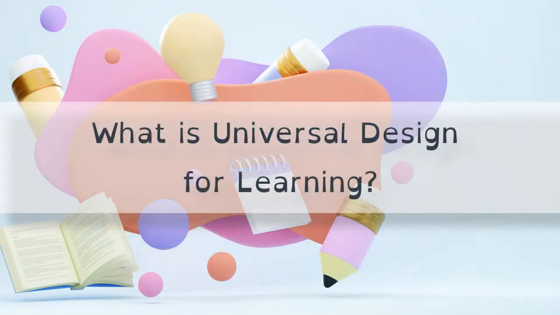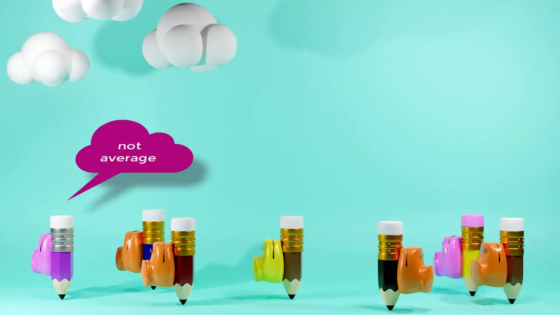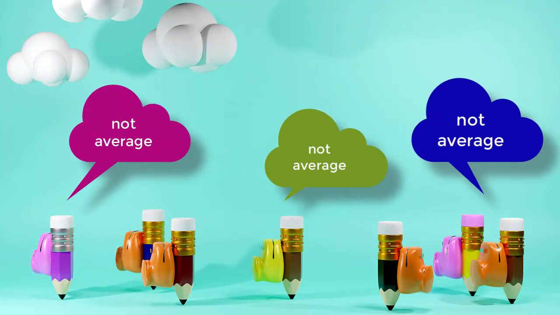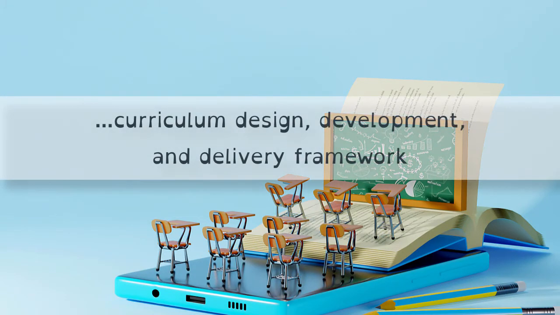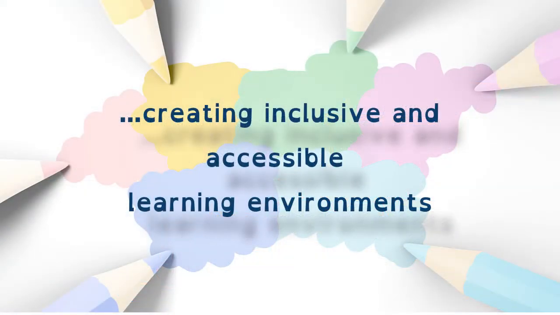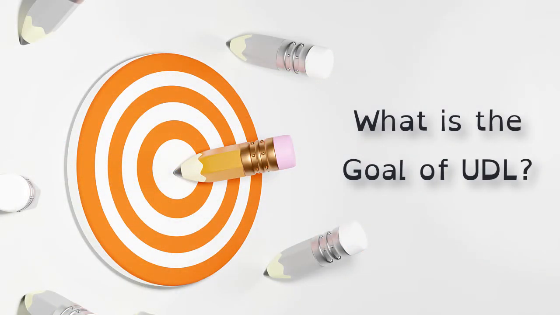So what is Universal Design for Learning, or UDL? UDL recognizes that the elusive average student doesn't exist. There is no one way for every student to learn. UDL is a curriculum design, development, and delivery framework used by educators to create inclusive and accessible learning environments. So what is the goal of UDL?